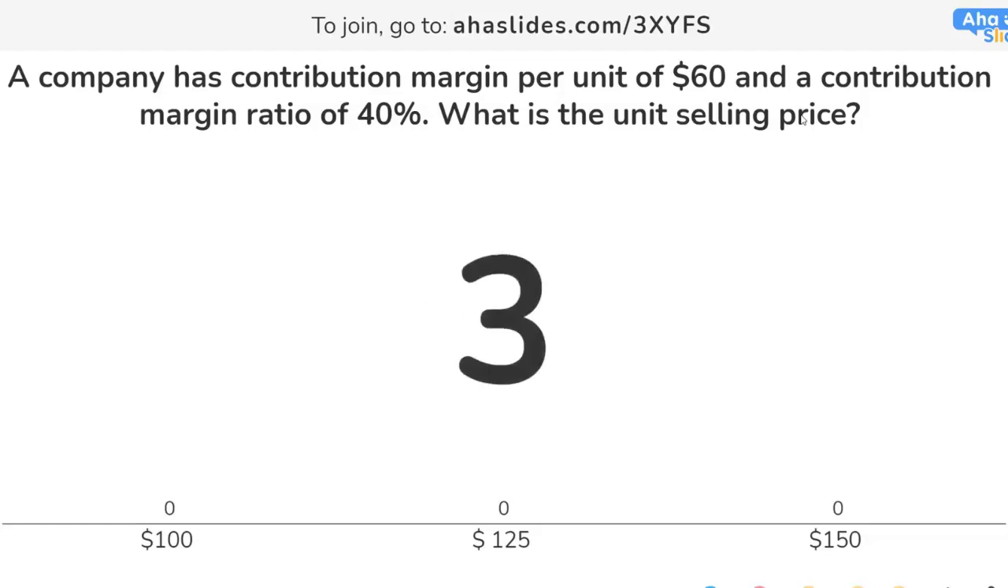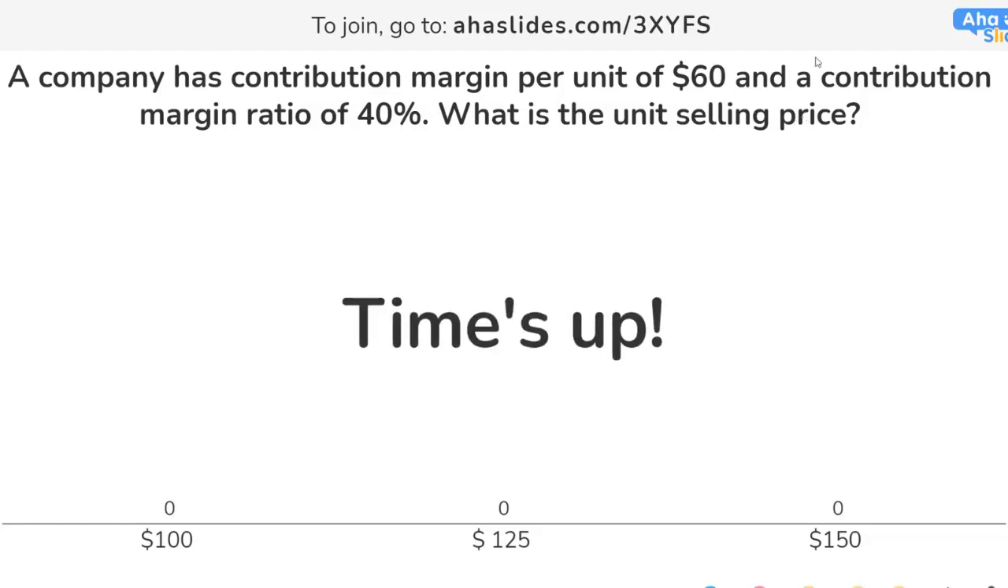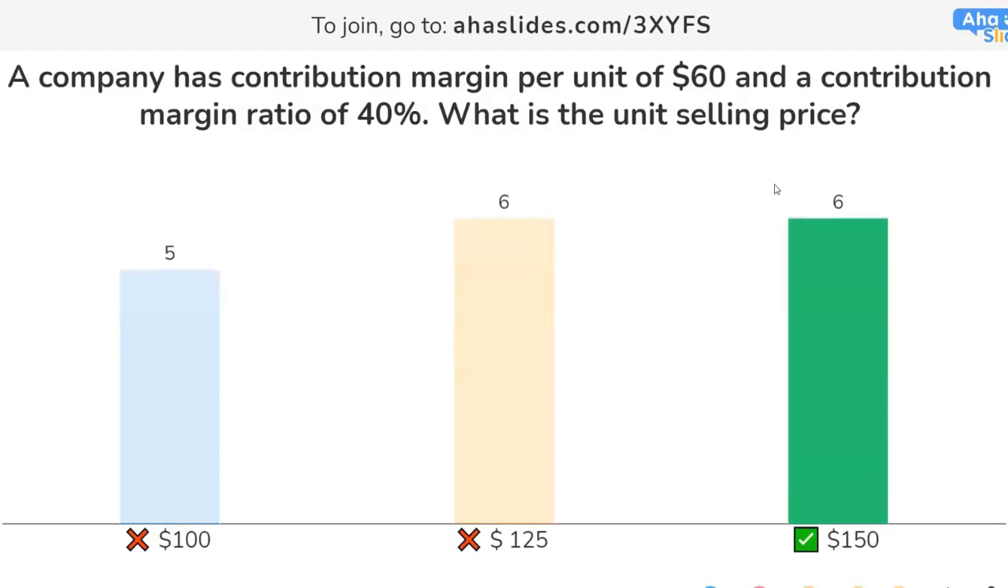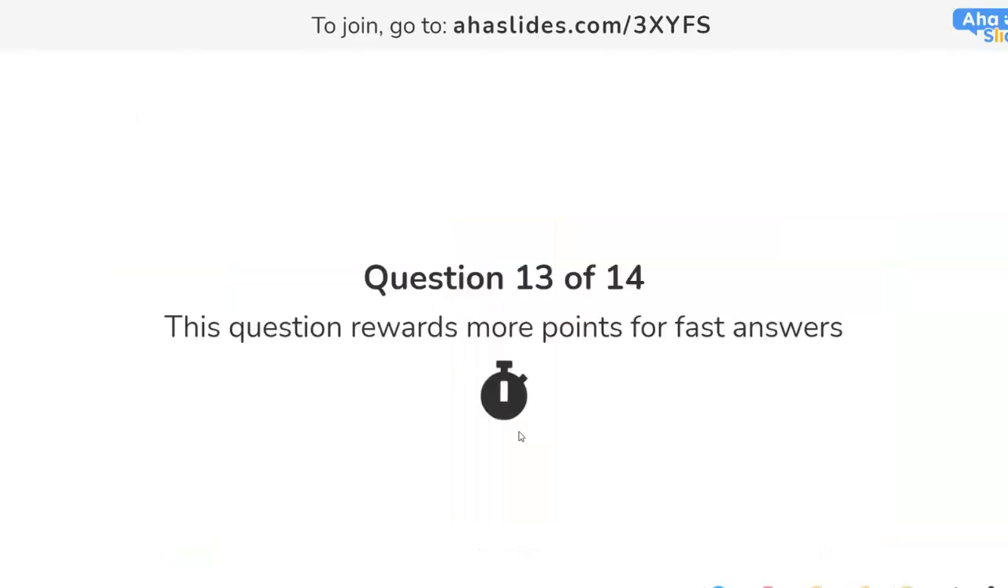Why all the sad faces? Why all the shocked faces? My goodness. Oh no, the answer is 150. Divide 60 by 0.4 to get the 100%. So remember that. In some of the problems we have, when you have the contribution margin per unit and the contribution margin ratio, you can predict the selling price. You don't have to predict, you can calculate it.